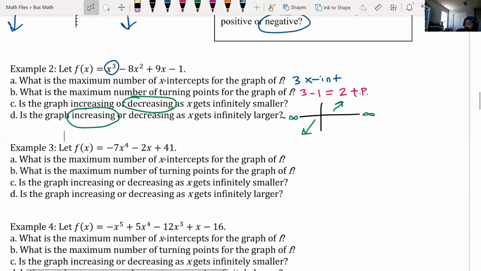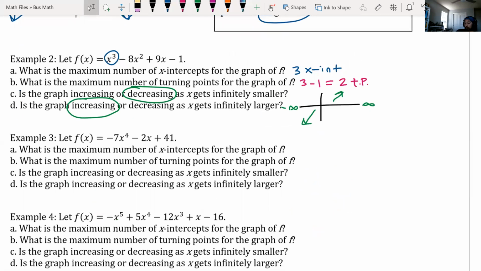Let f of x equal negative 7x to the 4th minus 2x plus 41. Again, look at the leading term. It's the one with the highest power. So it's going to be negative 7x to the 4th. The degree tells us how many intercepts we're going to have. So if the degree is 4, this means we have 4 x-intercepts. Okay.